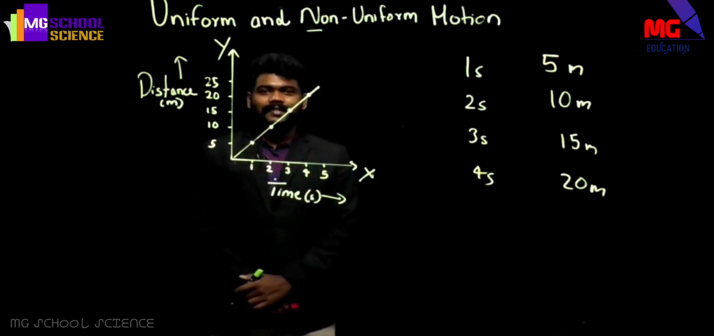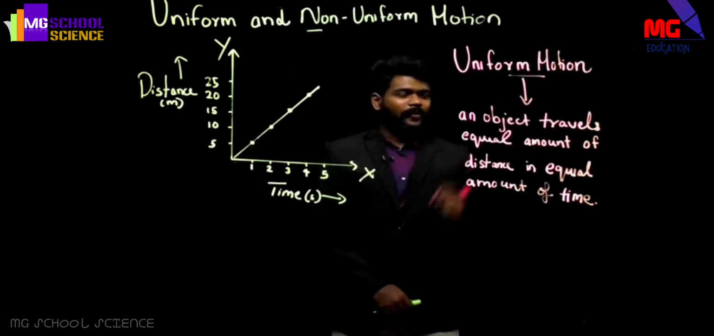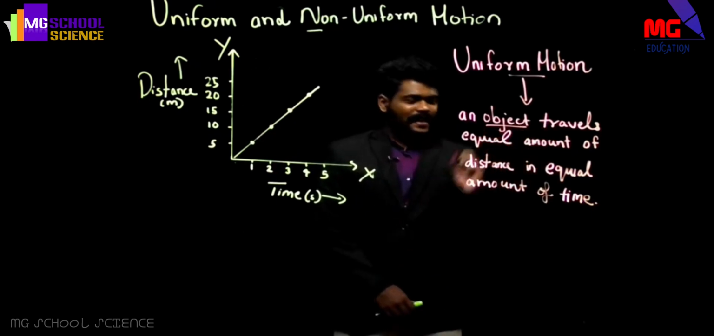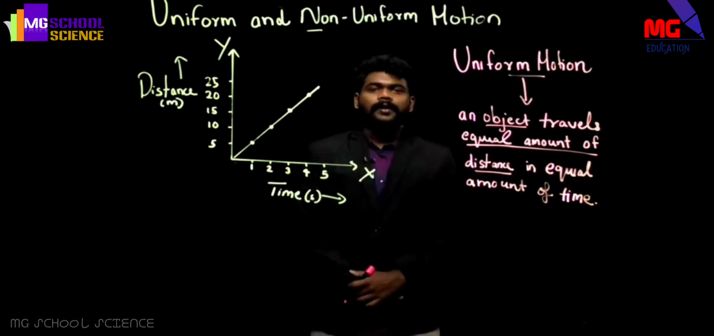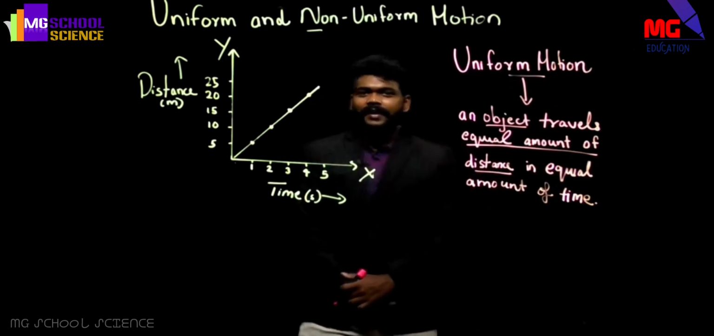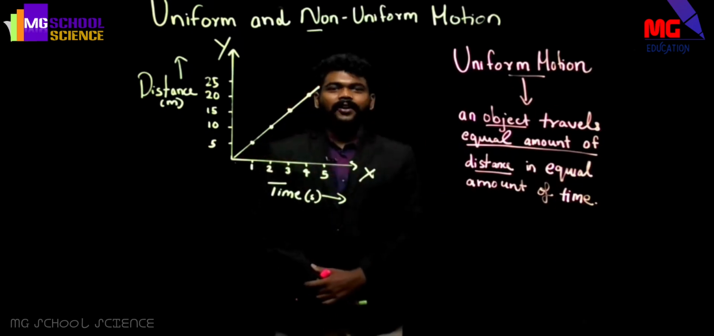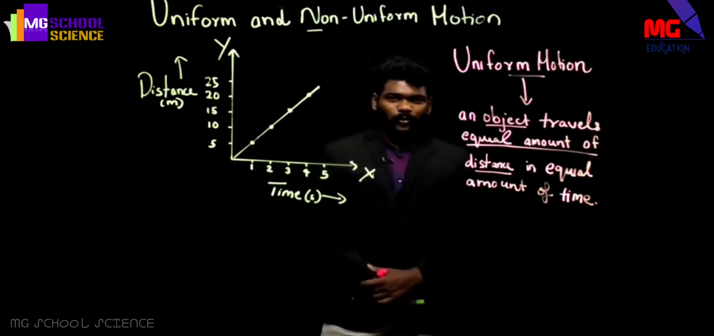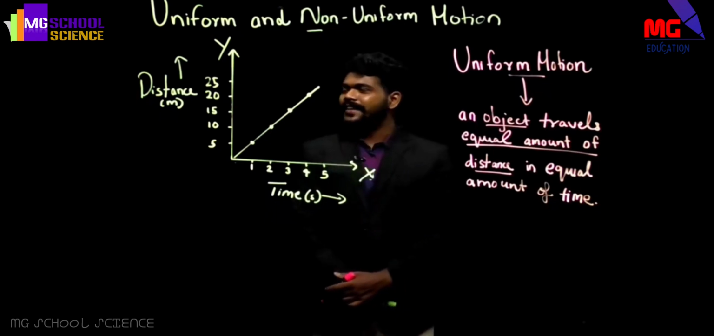From the graph, we can see that when we join all the points, we get a straight line. This is called a linear graph. We can define uniform motion as when an object travels an equal amount of distance in an equal amount of time. Whenever it travels like that, the graph that you get will be a straight line. This graph is called a linear graph and the motion is called uniform motion. Therefore, a uniform motion always gives a linear graph.